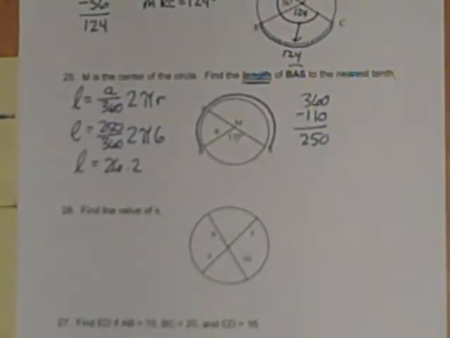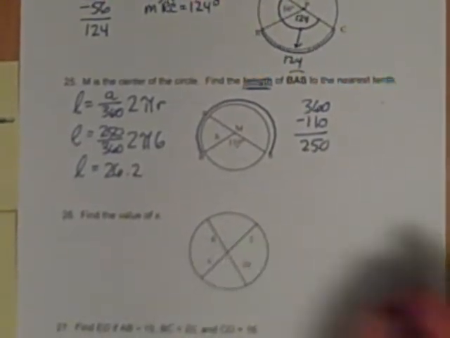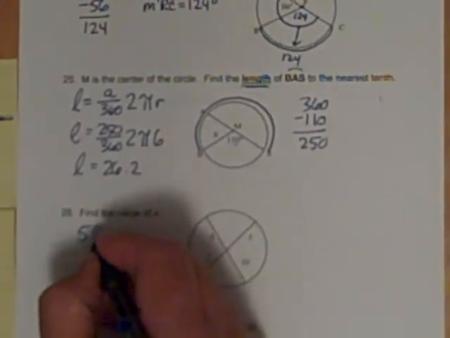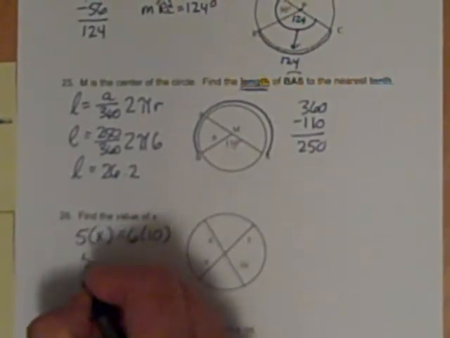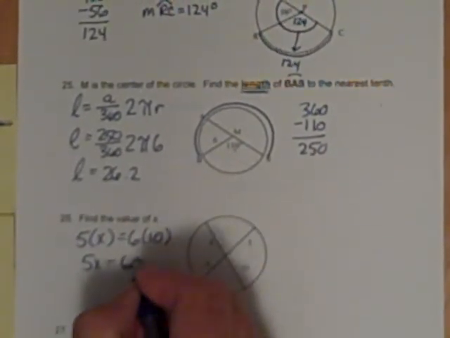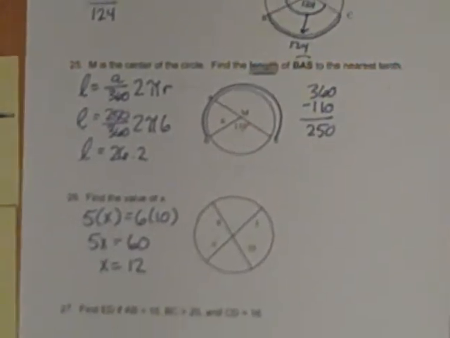26, find the value of x. When we have two chords crossing in the middle of the circle, you just multiply the pieces. So we're going to have 5 times x equals 6 times 10. 5x equals 60. Divided by 5, x equals 12. And that's all we needed to find.